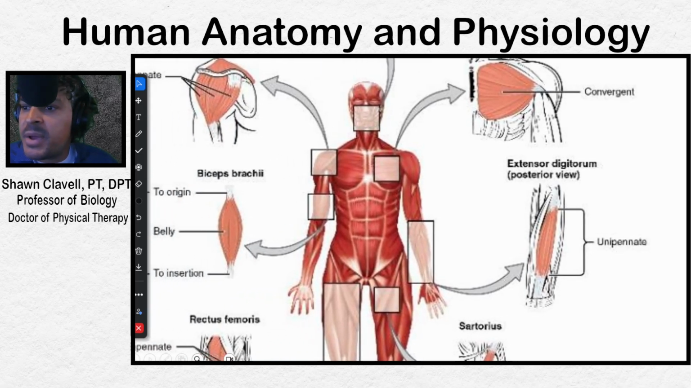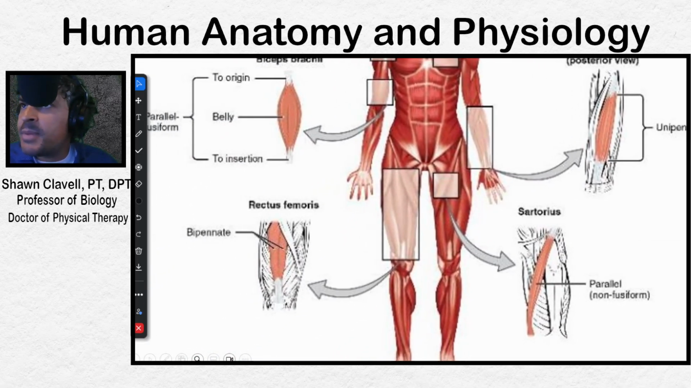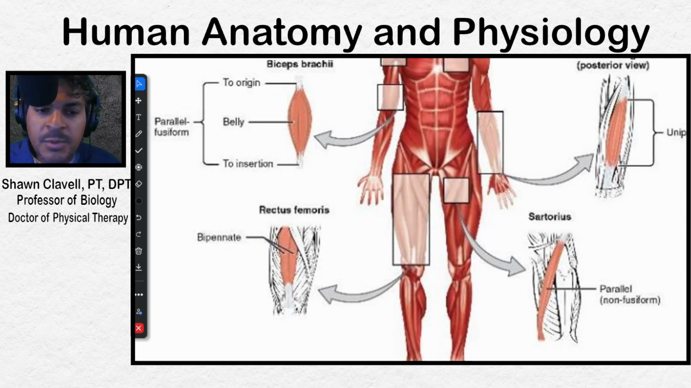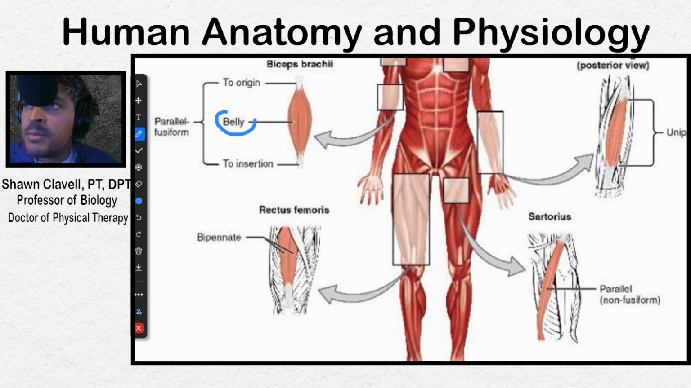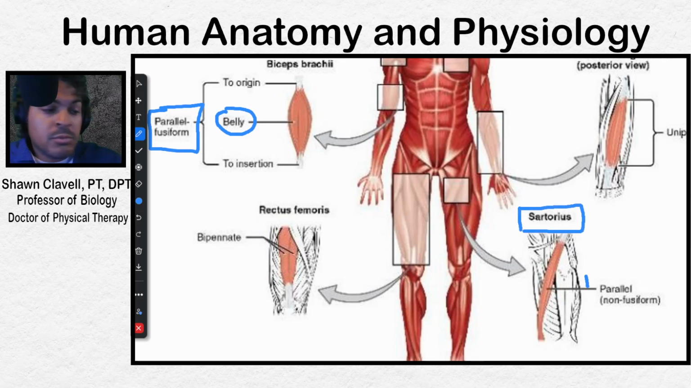There are two types of parallel arrangements in terms of muscles. You can see that the biceps demonstrates a fusiform parallel muscle, meaning that it has two tapered ends with an enlarged belly. See, there's the belly here that we're talking about. Whereas the sartorius, which runs just like a long thread, is called non-fusiform. So what you have here is just the fibers running in one parallel direction. Now, these types of muscles are more responsible for providing speed and a lot more movement.